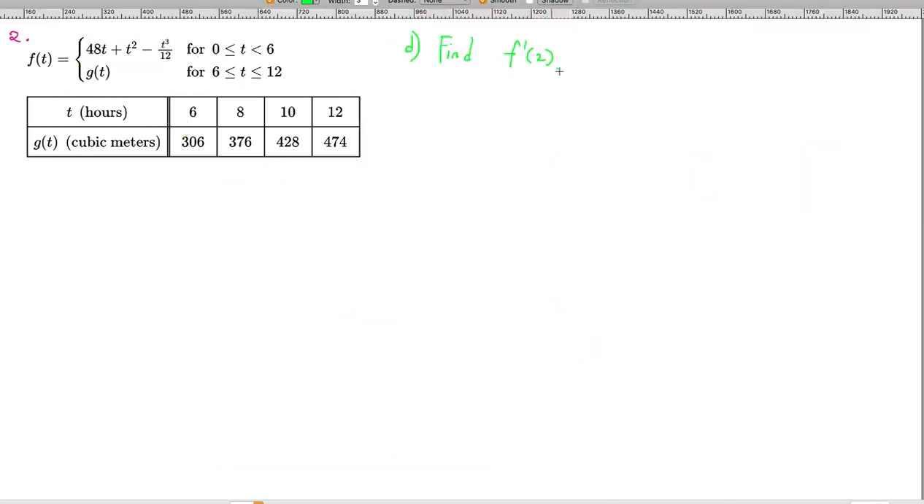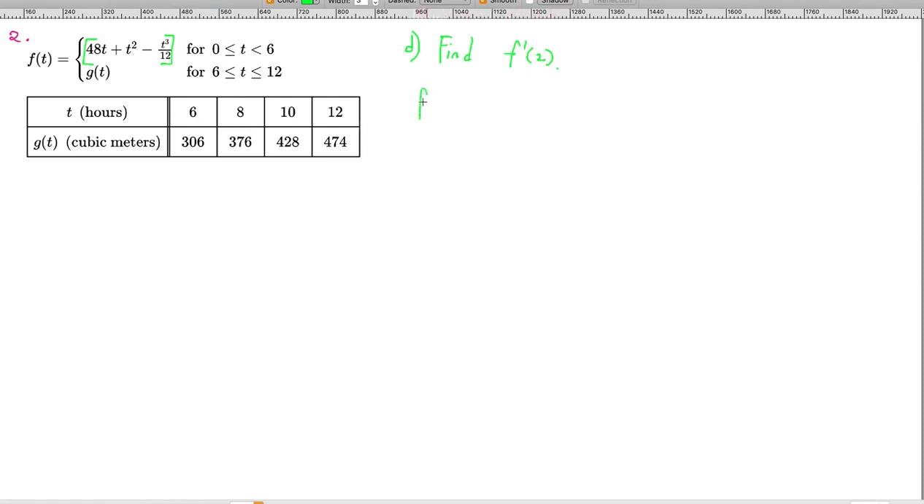Moving forward, it's asking you to find the slope of the tangent line at t equals 2, or the instantaneous rate of change at t equals 2, both the same thing. Instantaneous rate of change, slope of tangent line, derivative of f at 2, all the same thing. Here we have that when t equals 2, I'm using this top piece. So all I need to do is differentiate this top piece and plug in 2 into that.